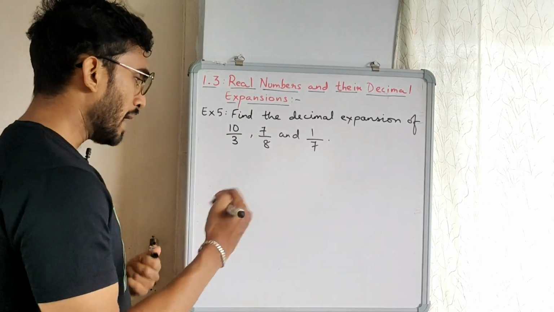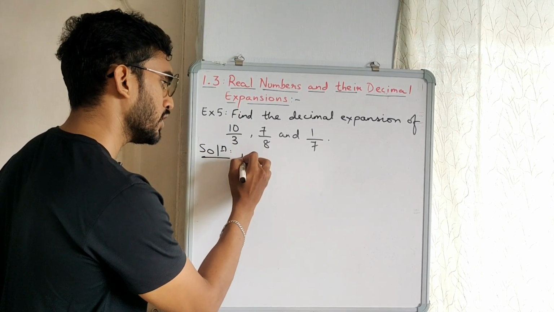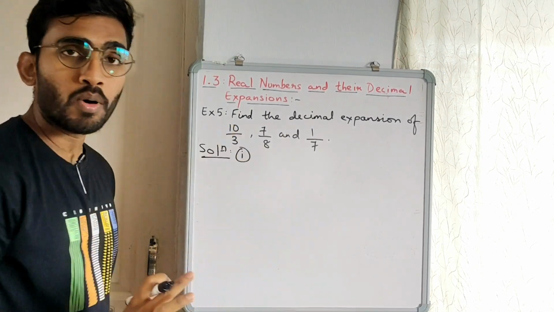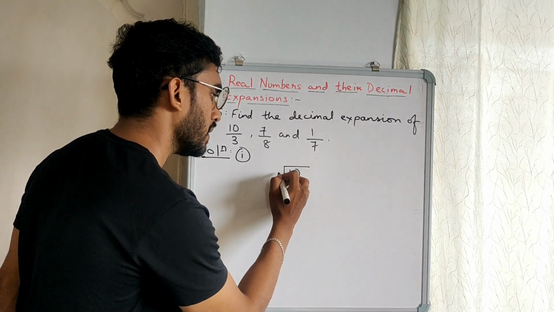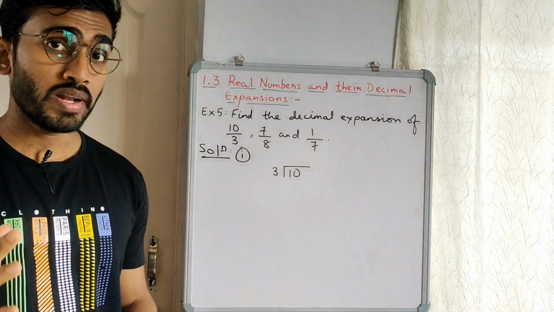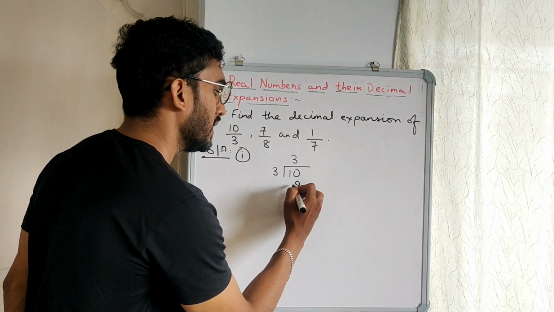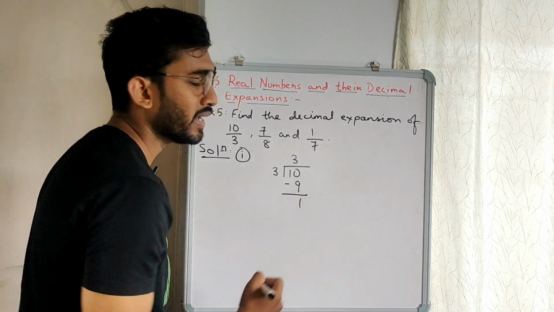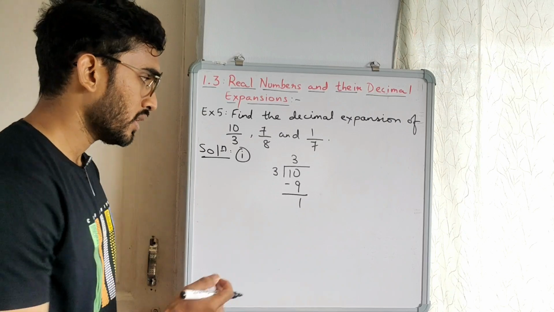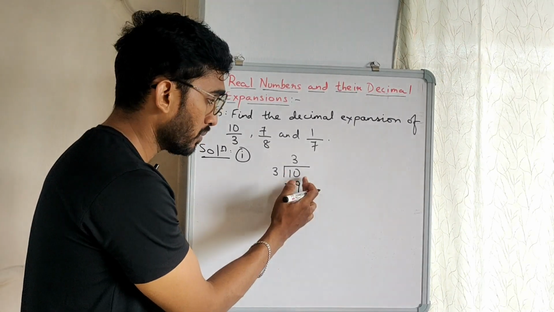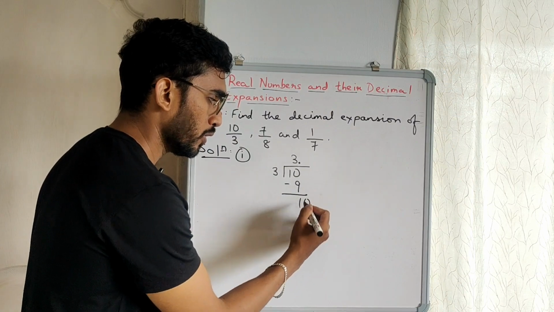So here I am doing the division. The first division is to do 10 upon 3. So here I am dividing 10 by 3. When I do it, I find that 3 3s are 9. 10 minus 9, I will get the remainder 1. And as I got the remainder 1, I have nothing to take down from the dividend. I will put the point here and I will put a 0 here.